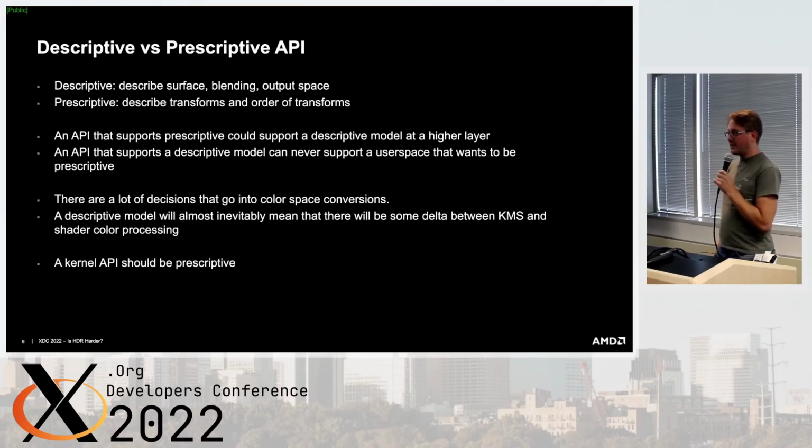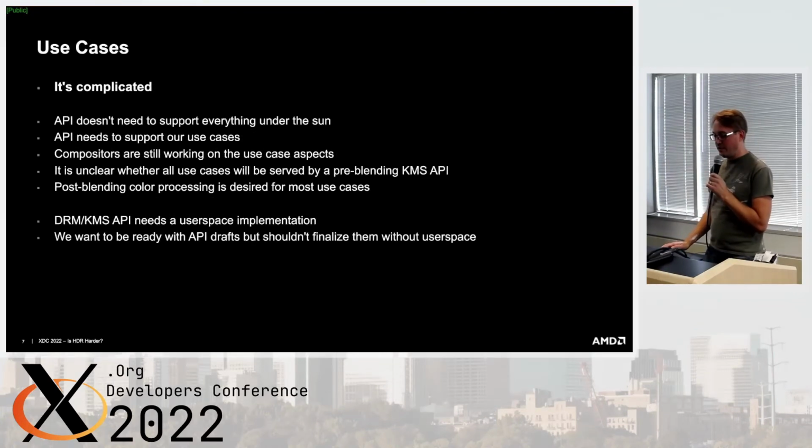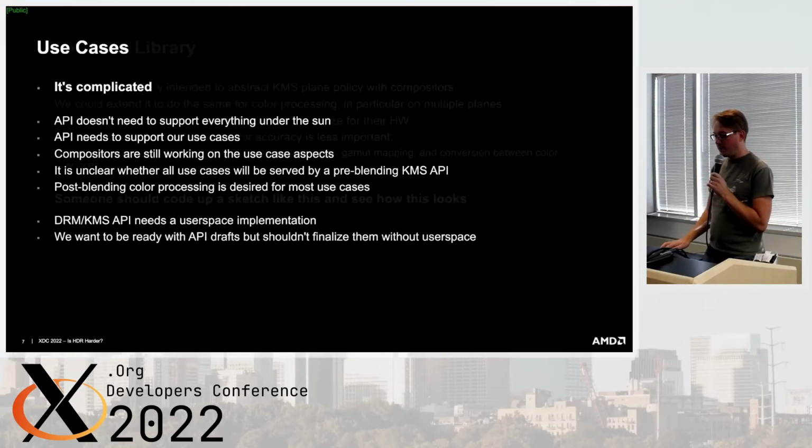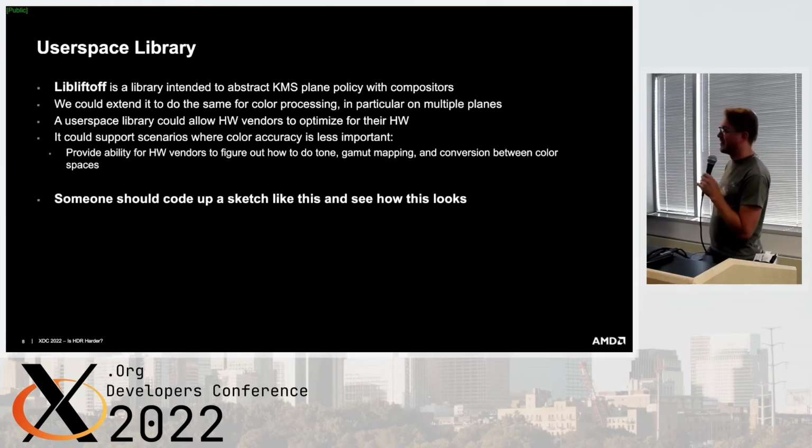I think at the kernel API, we do need something that's prescriptive. I've sort of arrived at that a while back, and I haven't heard anything in today's workshop that really contradicts that. One thing to notice is that a prescriptive model on the kernel side could support a descriptive model at a higher layer. So if you wanted that, there might be ways to abstract that or put that at an upper layer. Which brings me, I'm going to go to this slide right away. A userspace library could be such an example.